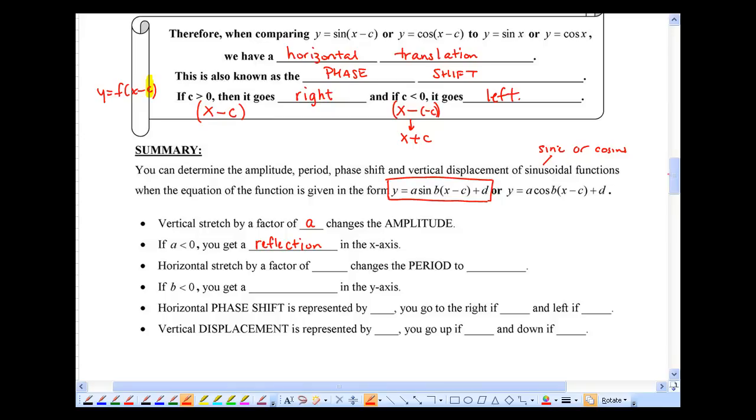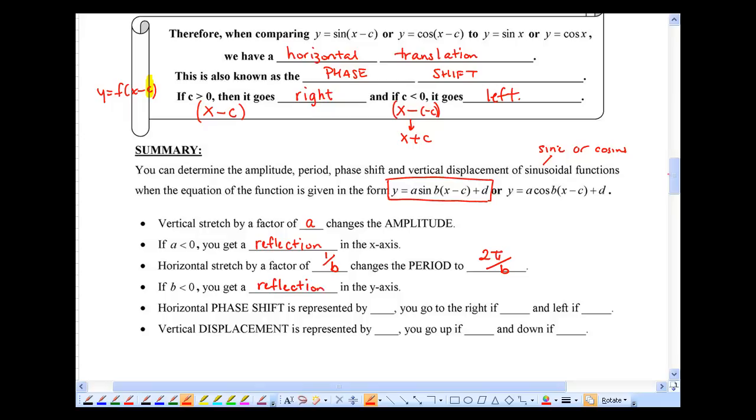Horizontally, of course, if you stretch that by a factor of, now once again, horizontal is weird, it's the opposite of what you think. Counterintuitive, so it's 1 over b, and it changes the period to 2 pi over b. And of course, if b is less than 0, we get what we call a reflection.